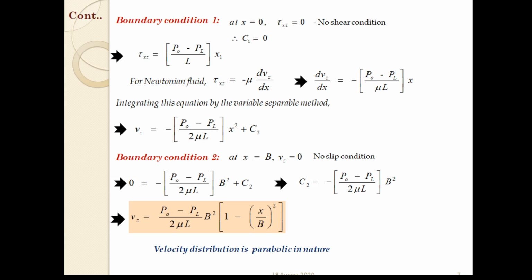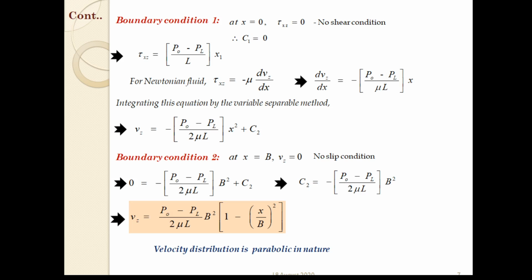Now for a Newtonian fluid, as we know, the shear stress equals minus viscosity multiplied with the velocity gradient, so tau xz equals minus mu dvz/dx, with velocity in the z direction. Putting in tau xz equals P naught minus PL upon L into x, we get dvz/dx equals minus P naught minus PL upon mu L into x. Now we integrate again using the variable separation method, so Vz equals minus P naught minus PL upon 2 mu L x square plus C2. Now we have another integral constant, C2.